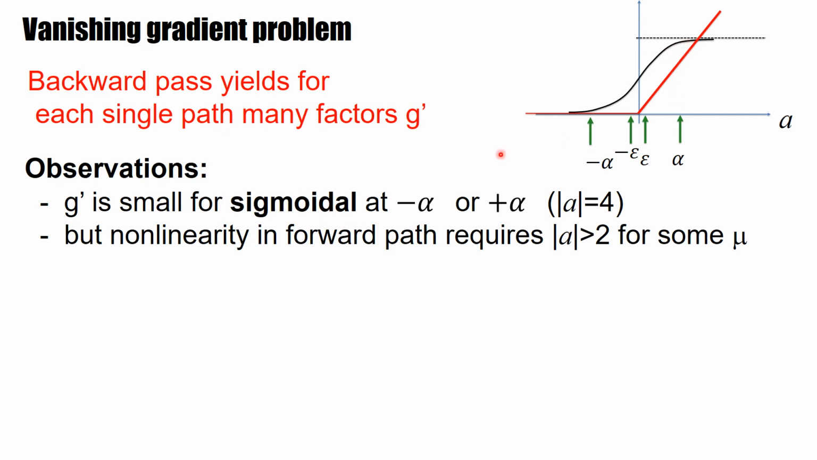And that means that if somewhere in the backward path there is one g prime which is small, the whole path does not contribute. On the other hand, we have seen in the previous part that the nonlinearity in the forward path for sigmoidal units requires that for some patterns the activation is out of the linear regime, which means the absolute value of a must be larger than 2. Now, this imposes some constraints, because those units that nicely contribute to the nonlinearity are those that sometimes don't contribute to the gradient.